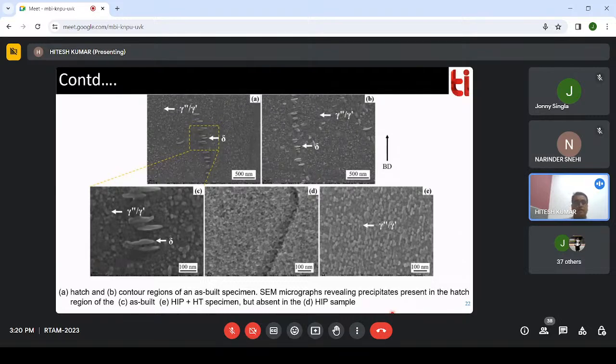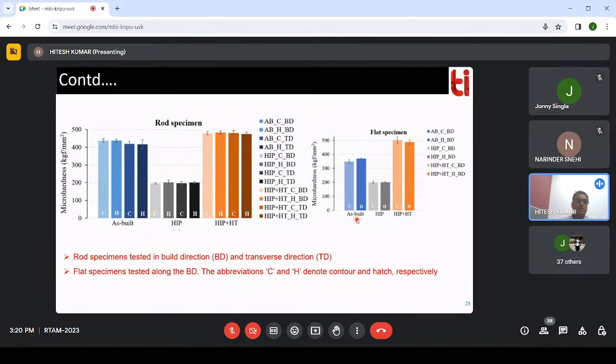To confirm that, we can observe the microstructure of the material. We observe the presence of gamma prime as well as gamma double prime, and some precipitates of delta phase. These are the networks of delta phase, as you can see. In other samples, in the HIP sample, we basically saw the gamma double prime present in the material. We also calculate the hardness of the sample.